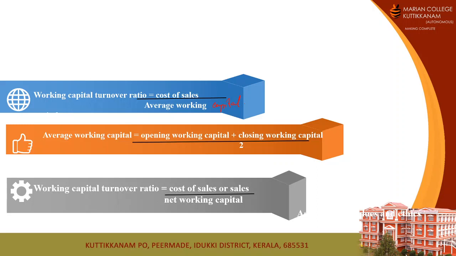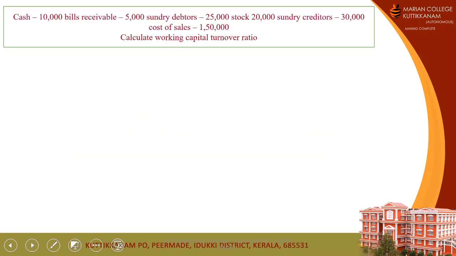Suppose the figure of cost of sales is not given, then we will take the figure of sales instead of this cost of sales. And on the other hand, if the opening working capital is not disclosed or not mentioned, then we will take working capital at the end as the denominator. Right? And now we can work out a simple problem.